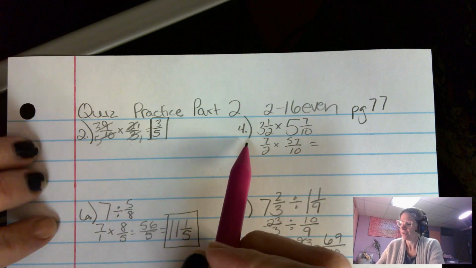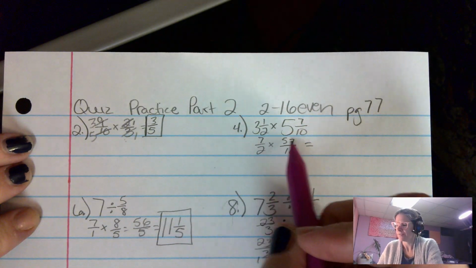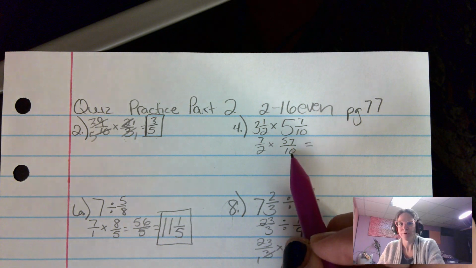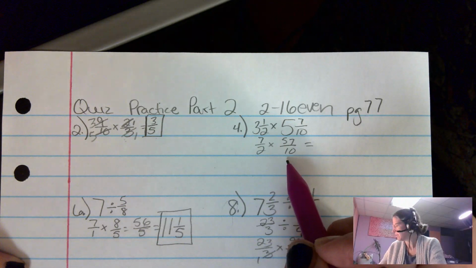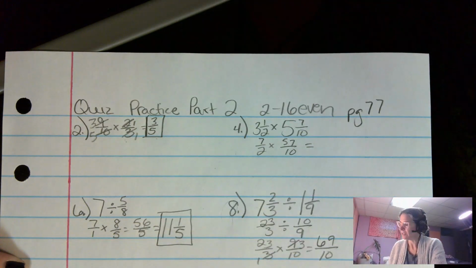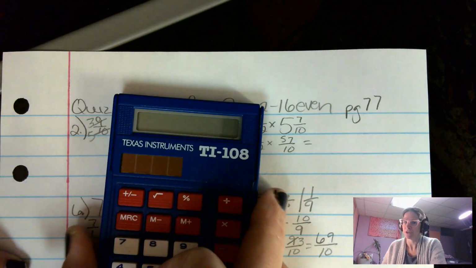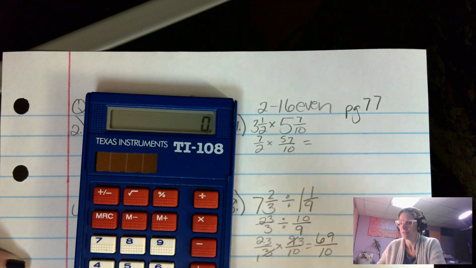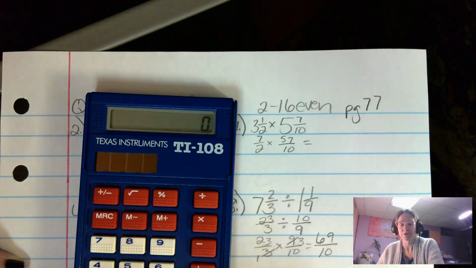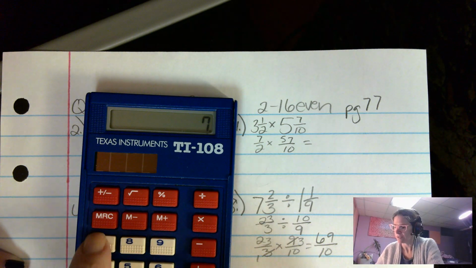Number 4, I had 3 and 1/2 times 5 and 7/10. I rewrote my mixed numbers as improper fractions, and I ended up with 7/2 times 57/10, which unfortunately, guys, you actually just have to multiply this one out because there are no simple common factors to simplify. So I'm going to show you using the calculator so that I know you know how to do this using calculators. So I do 7 times 57 to get my numerator.